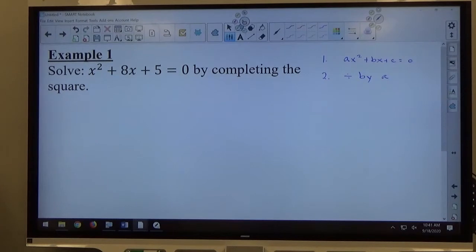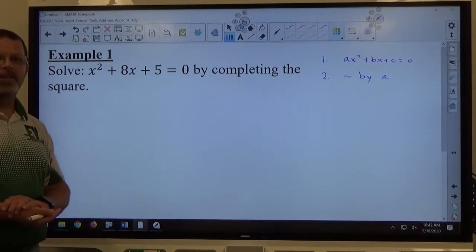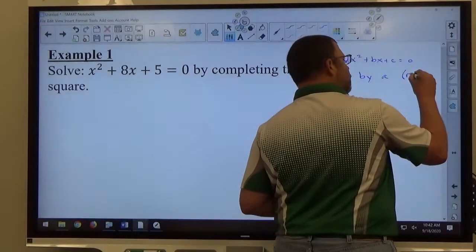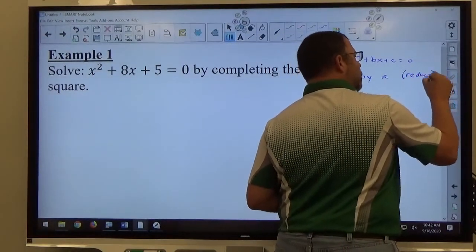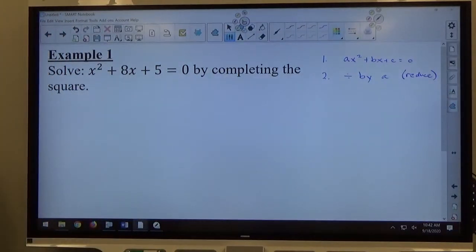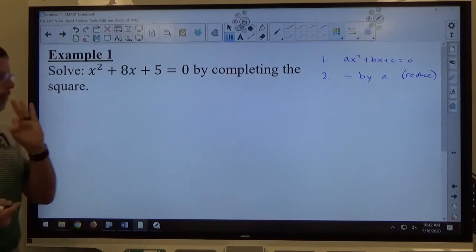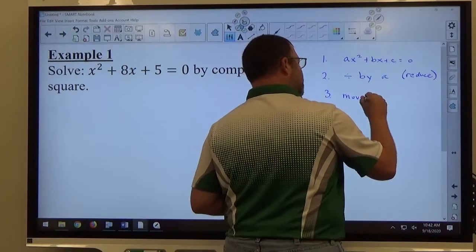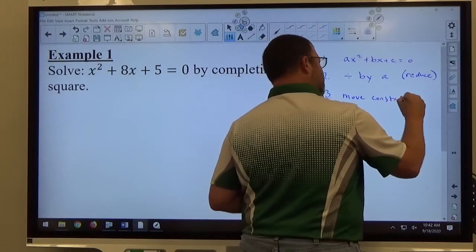Okay. Quick, take a look at examples 3 and 4. 2x squared and 4x squared. So in examples 3 and 4, we're going to have to divide by those numbers. Okay. Reduce, if possible, any fraction that happens in that step. So I'm going to put in parentheses here, reduce. Reducing fractions is your best friend on these problems. It makes the numbers smaller. Once you've done that, step 3, we're going to move the constant to the right.